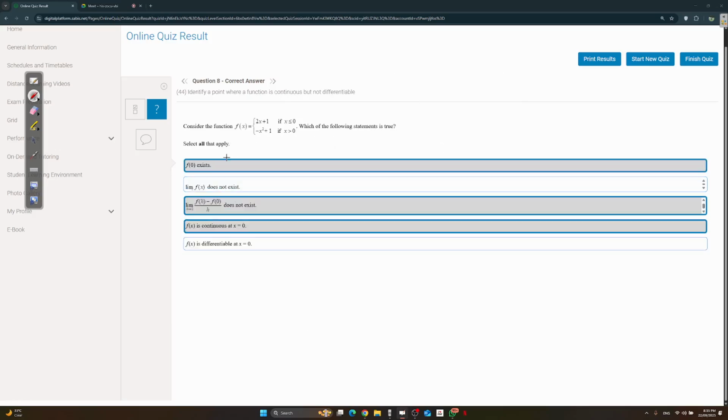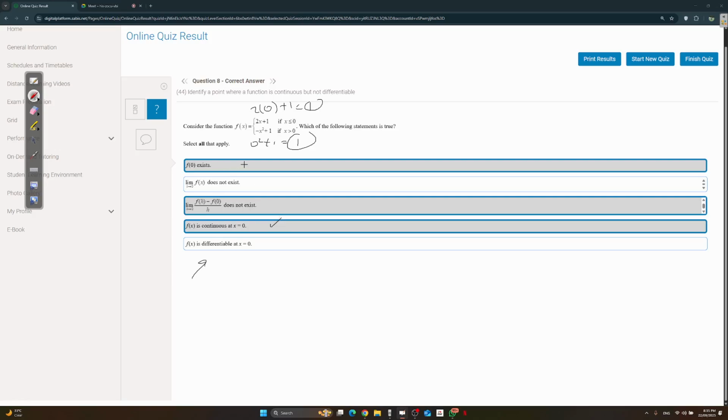Here again, we're talking about differentiation, whatever is differentiable. The first thing you check is, is it continuous? That's the first thing you check if you want to check for differentiation. Is it continuous? The first one, 2 times 0 plus 1 is 1, and then 0 squared plus 1 is 1. So it's continuous. Cool.